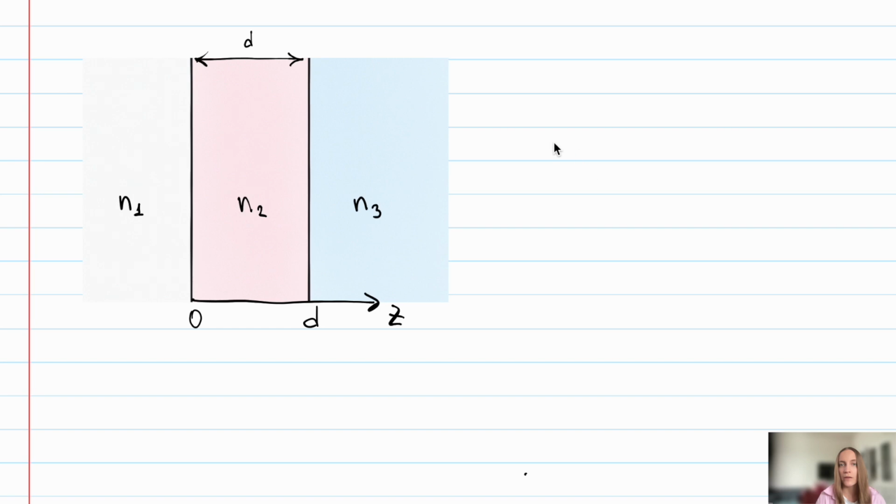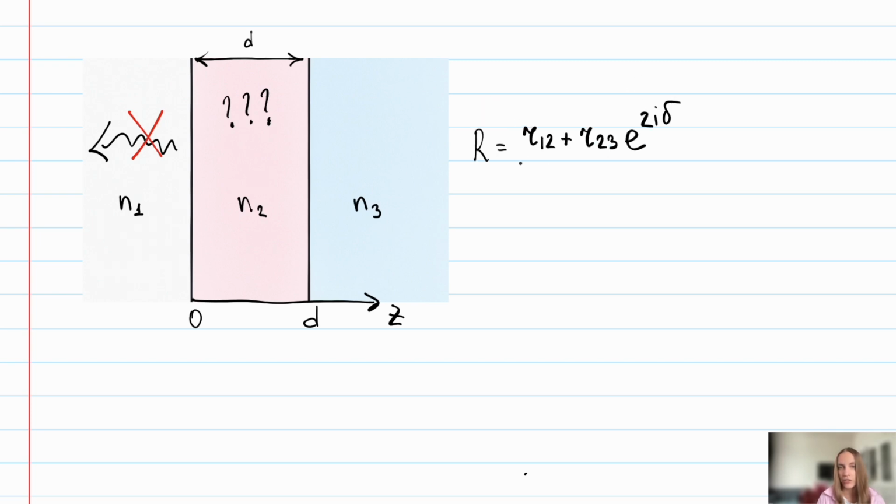Now suppose we have two materials with refractive indices n1 and n3, and we want to add a thin film with index n2 such that at a specific wavelength, say 550 nanometers, the reflection becomes zero. We want an anti-reflection coating. Let's take the formula for the total reflection coefficient and set it equal to zero.